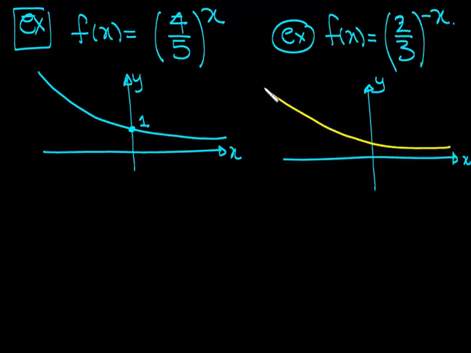So this is the graph of y is equal to 2/3 raised to x. But because we have a negative x here, that will flip it about the y-axis. If you flip it about the y-axis, this piece will go to this side, and this piece will go to this side. So the graph would look like this. This is the graph of y is equal to 2/3 raised to minus x.